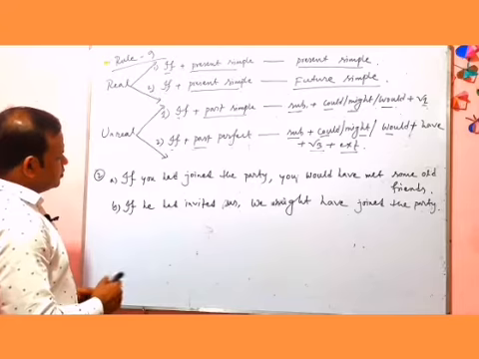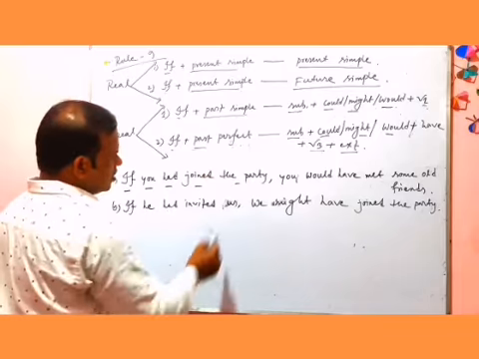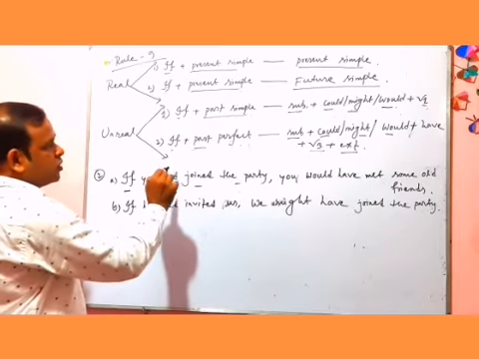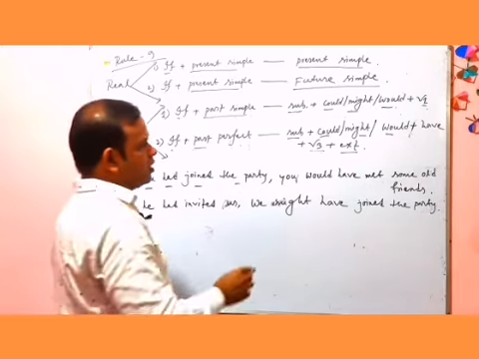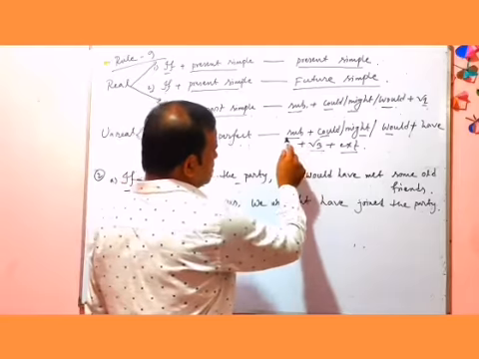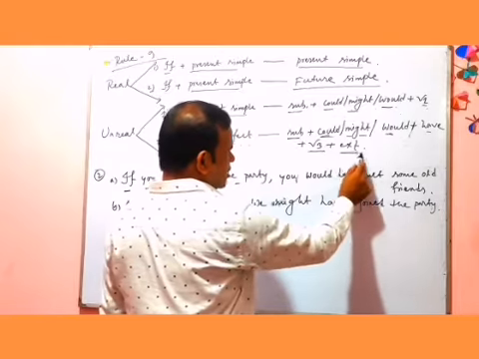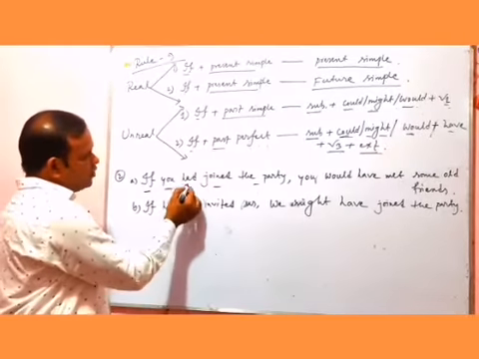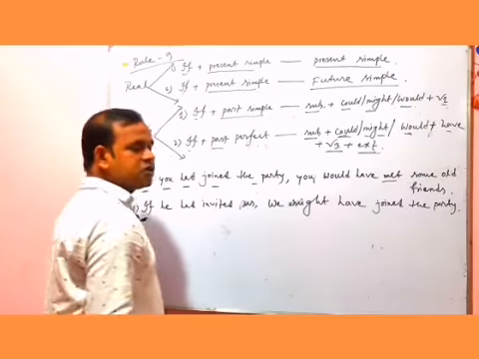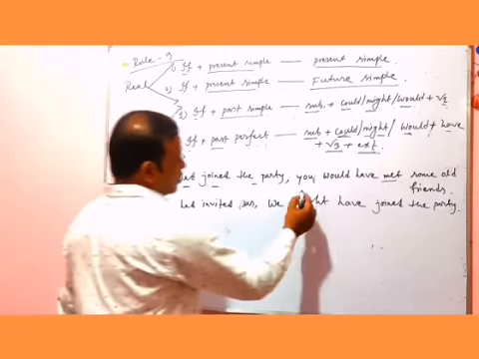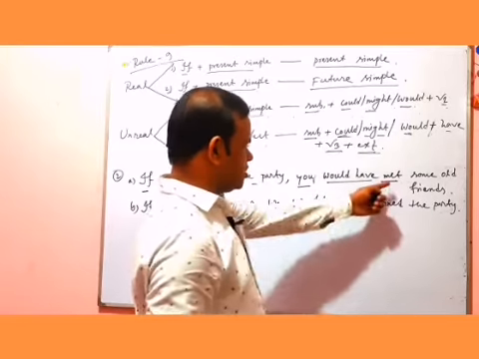My dear students, if you had joined the party, that means if plus past perfect. If there is past perfect in the if clause, the next part will be like this: subject plus could or might plus have plus verb 3 plus extension. Suppose if you had joined the party, you would have met some old friends. Here subject plus could have plus the past participle form of the verb meet.